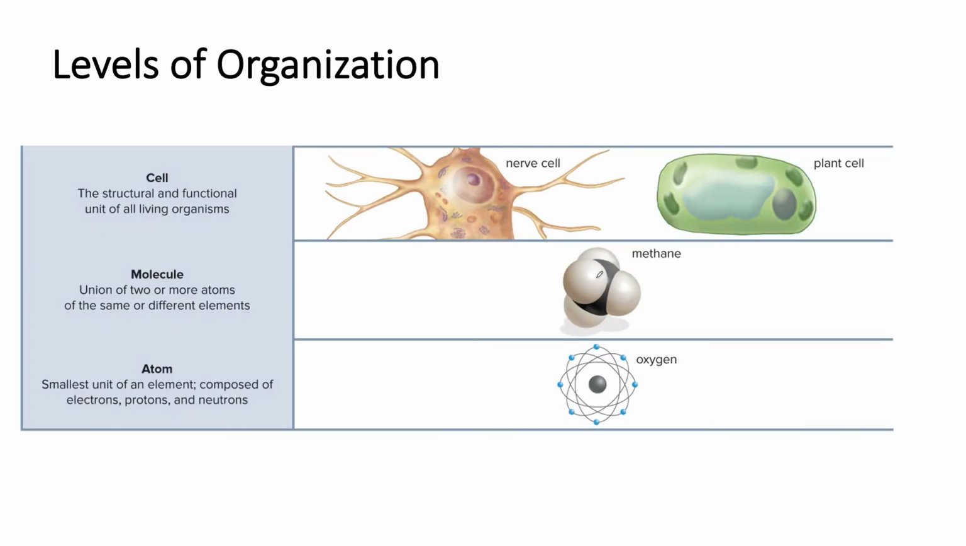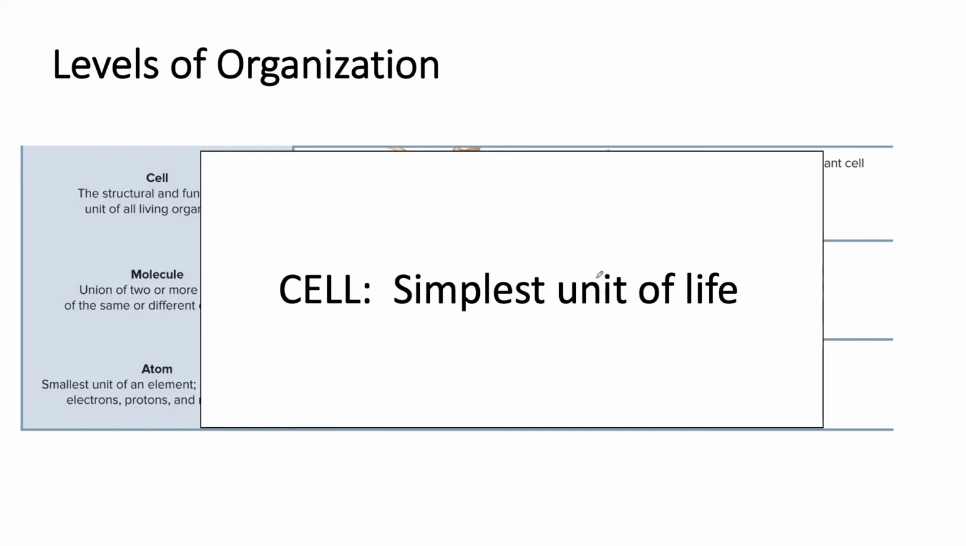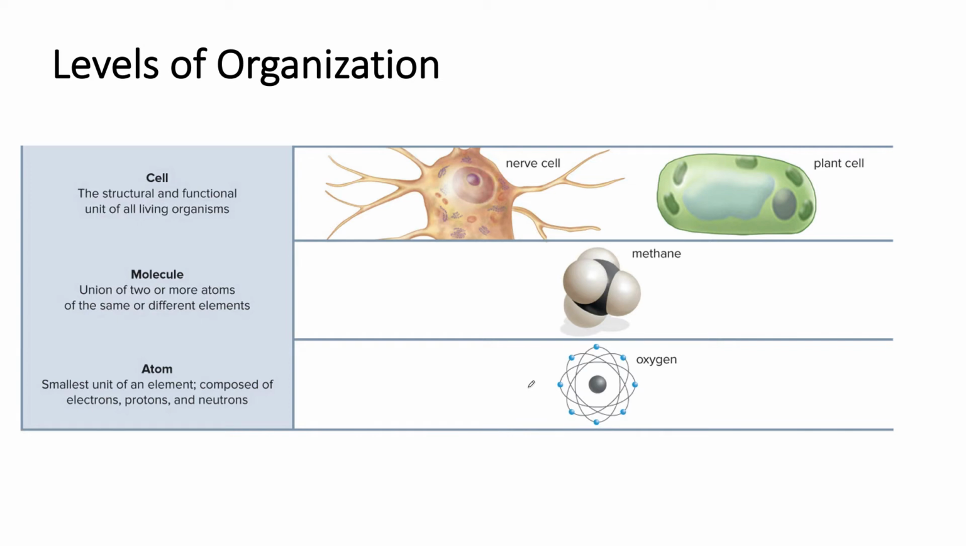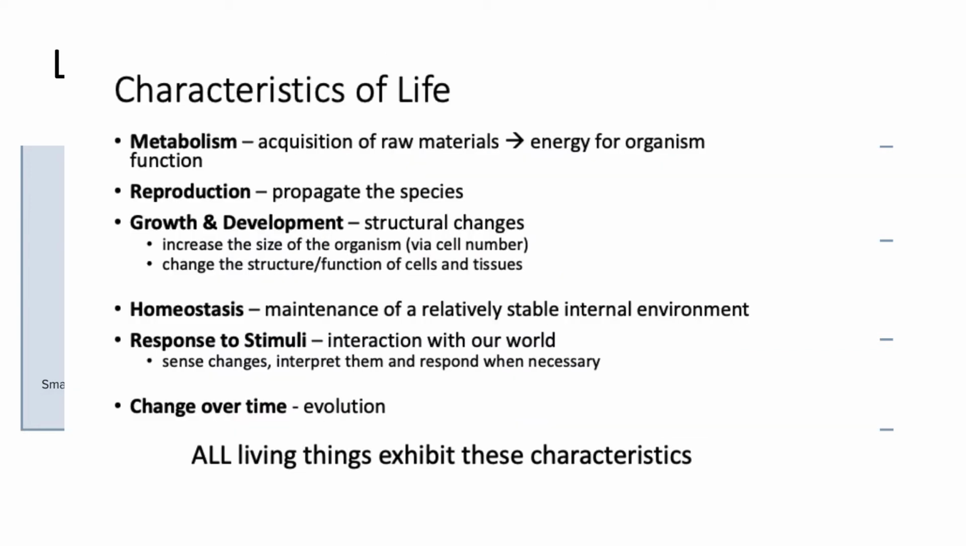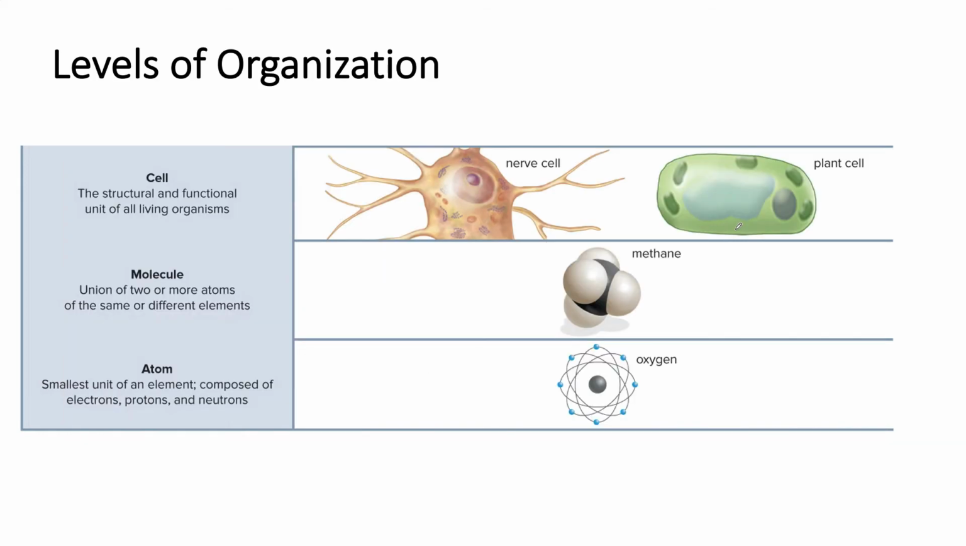a cell. What's important about a cell is it's the simplest unit of life. So molecules and atoms are not living. They do not satisfy those 6 characteristics of life that we learned about in chapter 1. However, a cell does. You can have a single cell organism. For example, algae is a single cell organism. Bacteria are single cell organisms. And so those organisms satisfy all the requirements of life, even though they're only made up of one single cell.